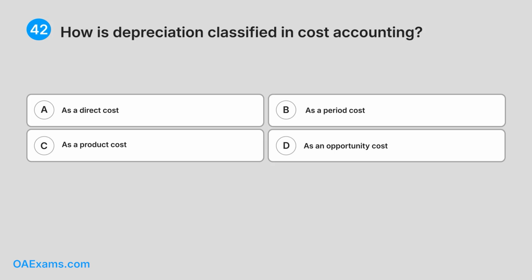42. How is depreciation classified in cost accounting? A. As a direct cost. B. As a period cost. C. As a product cost. D. As an opportunity cost. Do you know the answer?